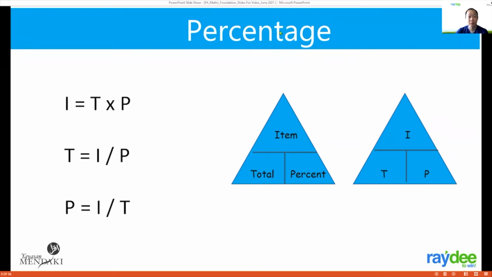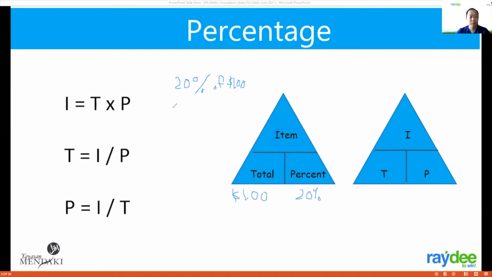Okay, let me just annotate here. For example, what is 20% of $100, just using this as an example, right? So we will put the percent here, so this is 20%, and the total is $100. The item we want to find is over here. So to find this item, all we have to do is take 20% multiplied with the total.